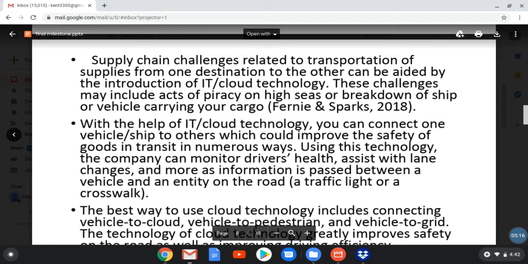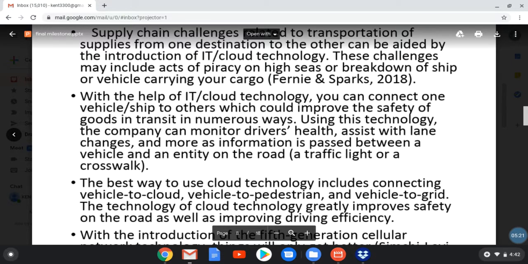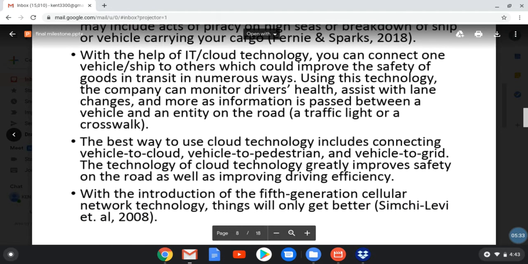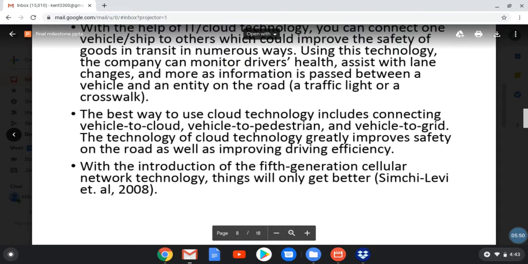Using this technology, the company can monitor drivers' health issues, assist with lane changes, and more. It is as important as passing a vehicle and sensing the road, traffic light, or crosswalk. The best ways to use cloud technology include connecting vehicle to cloud, vehicle to pedestrian, and vehicle to grid. The technology greatly improves safety on the road as well as driver efficiency. The introduction of fifth generation cellular network technology will only make it better.